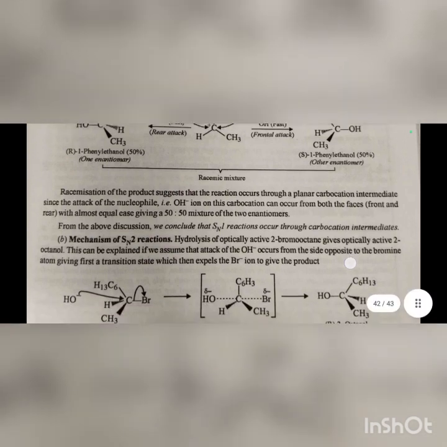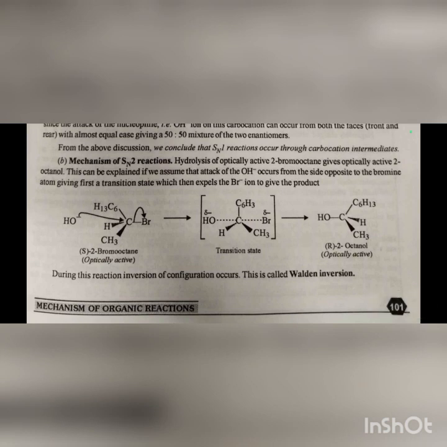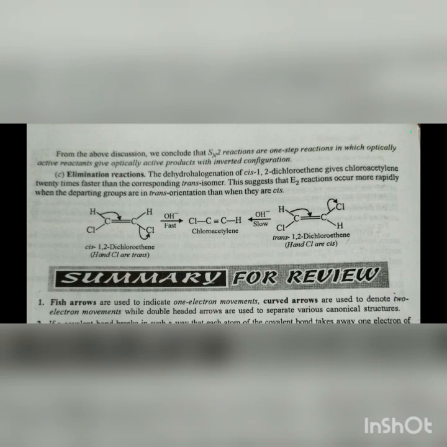Next is the mechanism of SN2 reaction. Hydrolysis of optically active 2-bromo-octane gives optically active 2-octanol. This can be explained if we assume that attack of the OH negative ion occurs from the side opposite to the bromine atom, giving first a transition state which then expels the Br negative ion to give the product. During this reaction, inversion of configuration occurs. This is called the Walden inversion. From the above discussion, we conclude that SN2 reactions are one-step reactions in which optically active reactants give optically active compounds with inverted configuration.